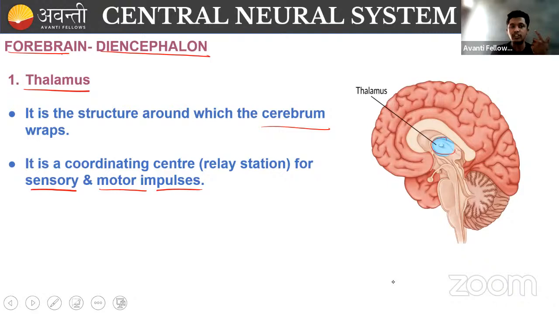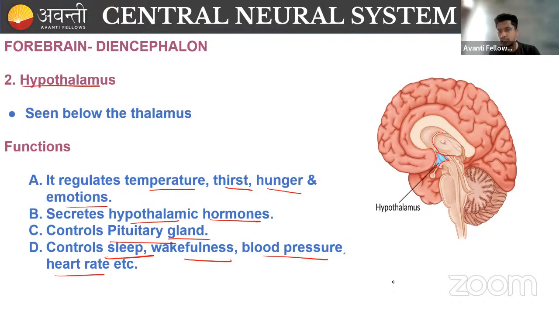When it comes to the other parts of your forebrain, below your cerebrum there is one more area called the thalamus, and the thalamus is a relay center that coordinates sensory and motor impulses. Below the thalamus, there is a region called the hypothalamus. The hypothalamus has many functions, such as the feeling of temperature, thirst, and hunger, as well as emotions.